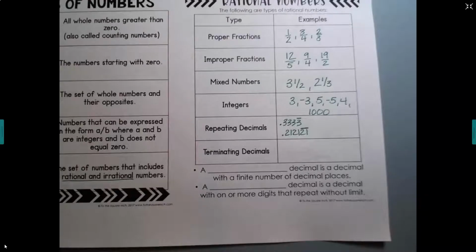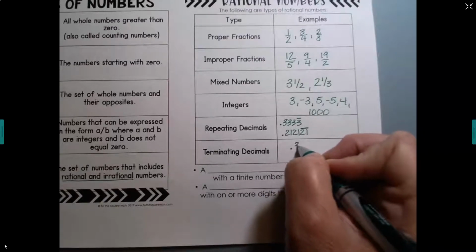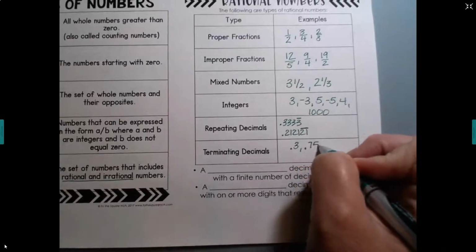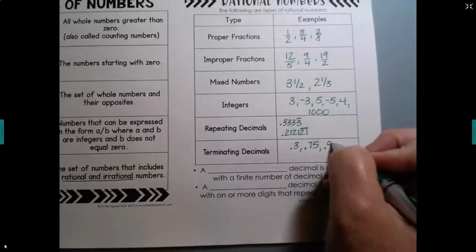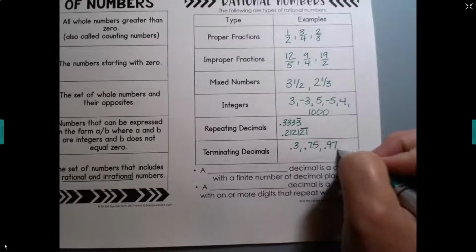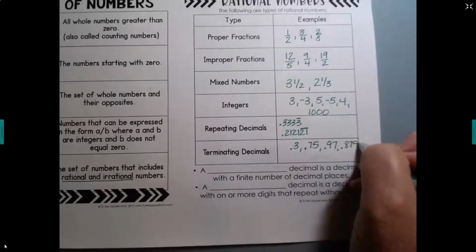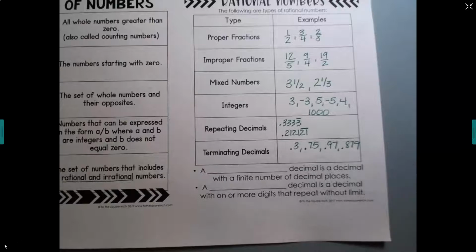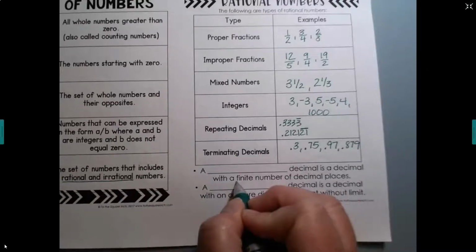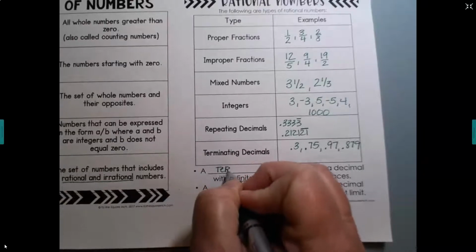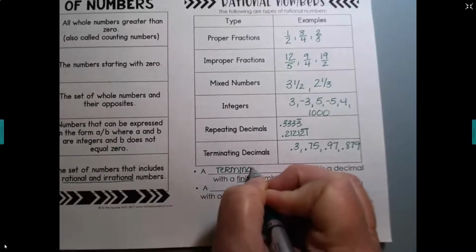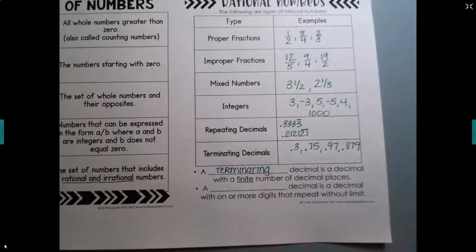And then a terminating decimal. Terminating means stops. So that means it does not go on. So 0.3, 0.75, 0.97. All of those are terminating decimals. 0.879. They stop. They go a certain number of spaces and end. So a terminating decimal is a decimal with a finite number of decimal places. Finite means ending.